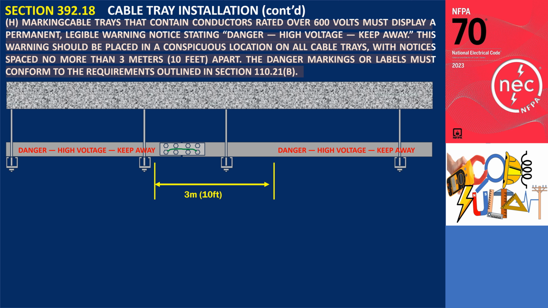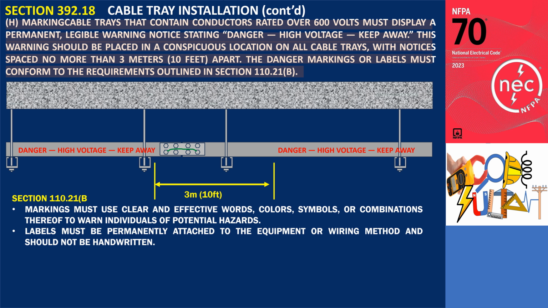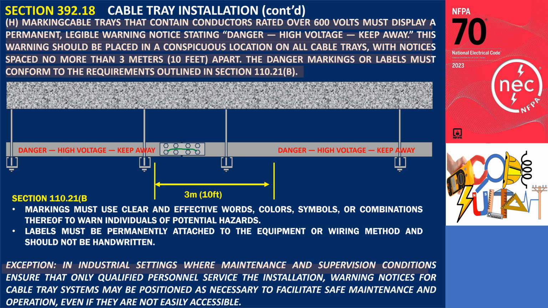Section 110.21(B) outlines that the markings must use clear and effective words, colors, symbols, or combinations thereof to warn individuals of potential hazards. Labels must be permanently attached to the equipment or wiring method and should not be handwritten. Exception. In industrial settings where maintenance and supervision conditions ensure that only qualified personnel service the installation, warning notices for cable tray systems may be positioned as necessary to facilitate safe maintenance and operation, even if they are not easily accessible. This exception acknowledges the unique conditions of industrial settings where qualified personnel manage installations.